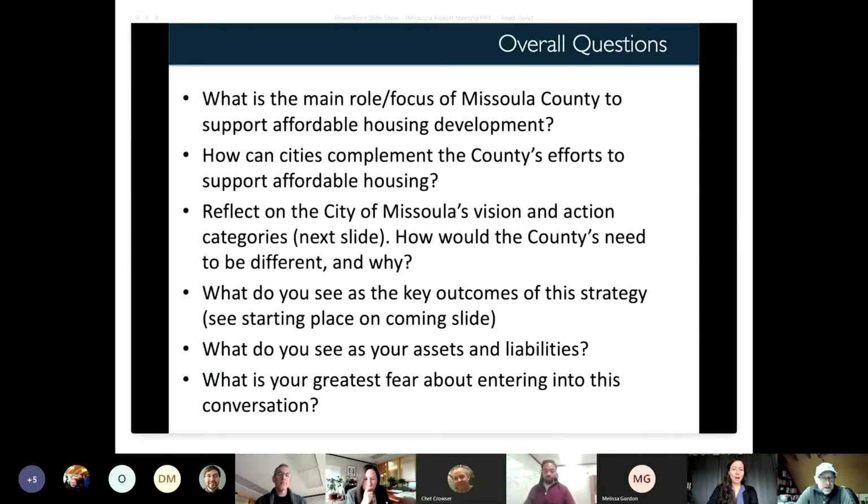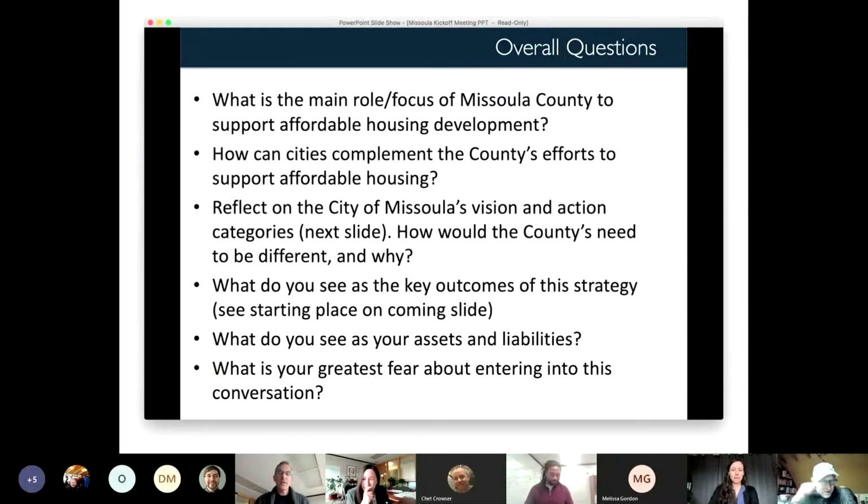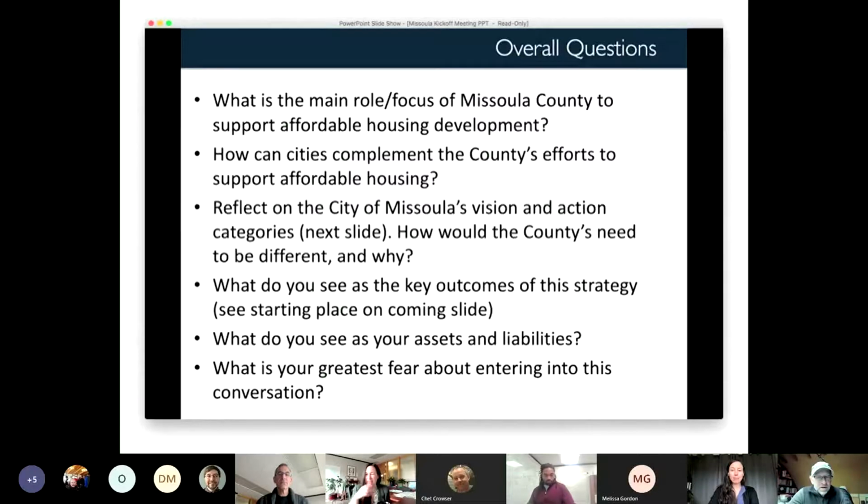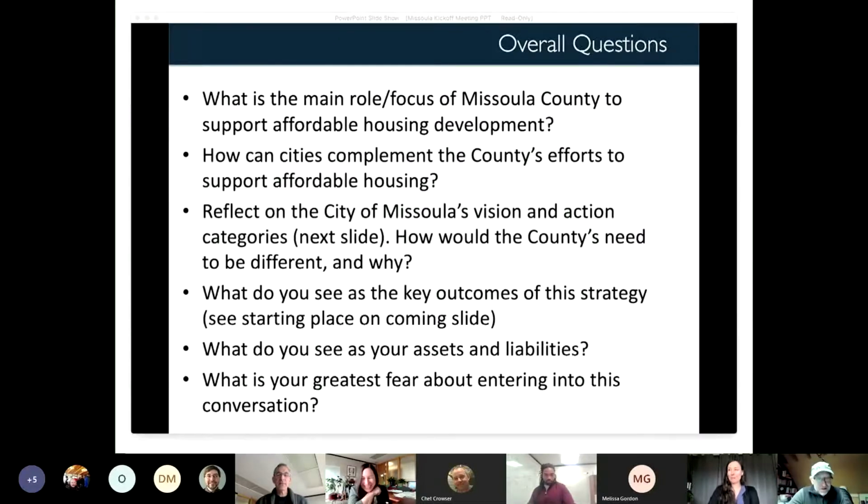Can we just jump in and intermix some answers to these other things? Absolutely, you can. And when you're ready, I do want to advance to have you take a look at the City of Missoula's action categories, as well as the key outcomes that we've made up, to see if those are in the right ballpark for you. Yeah, so I've got a couple other thoughts here.